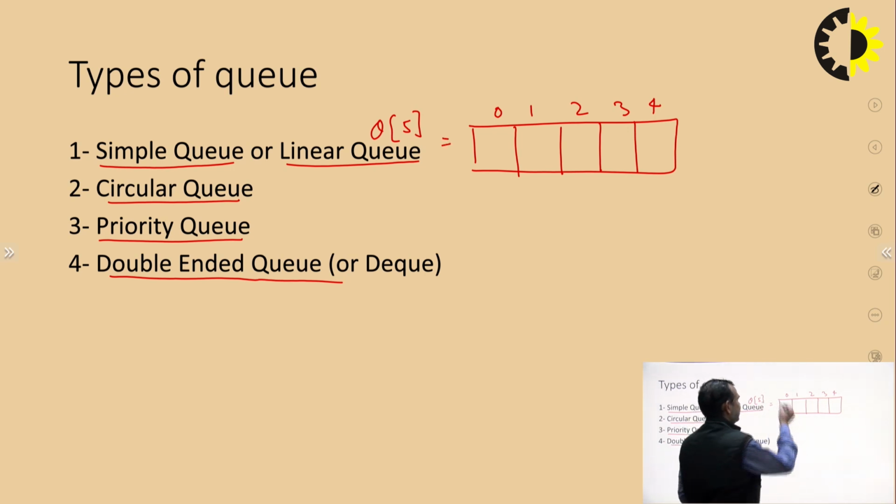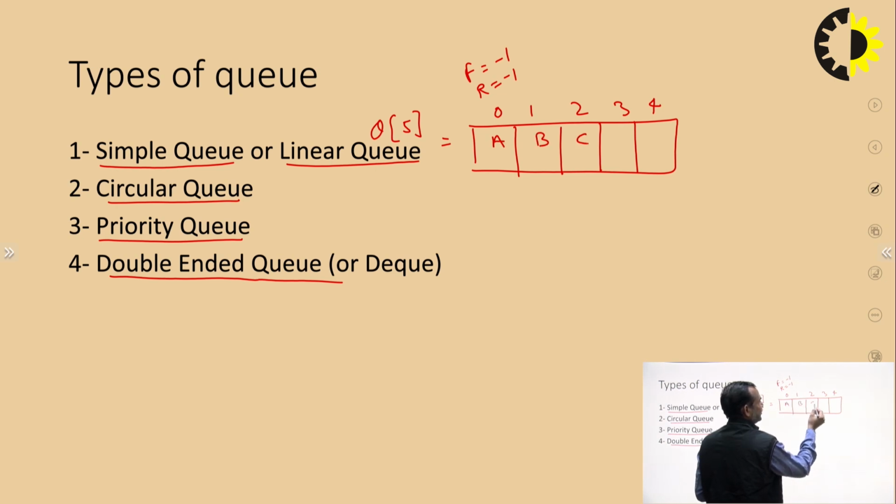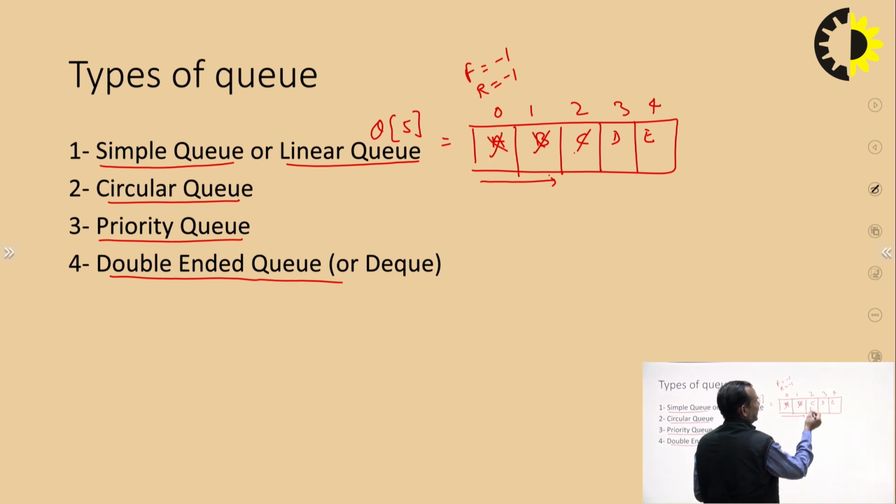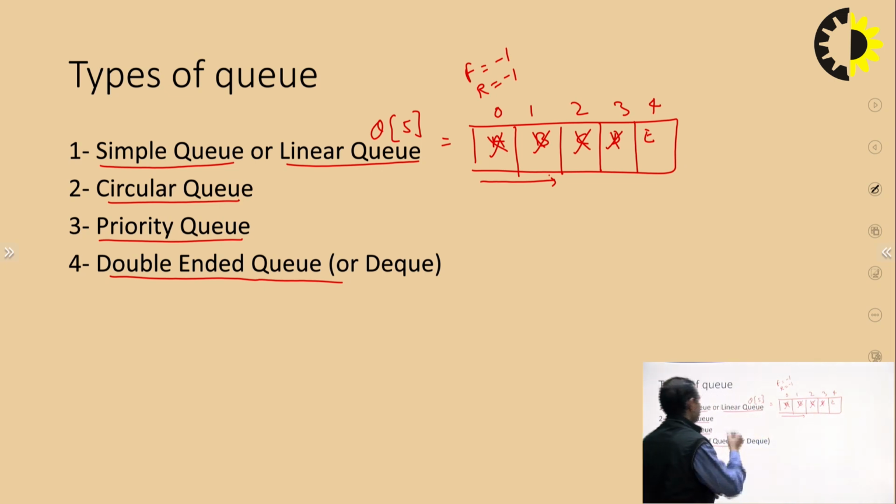So here we again define the value of front and the value of rear, which means the queue is empty, there is no element in the queue. When we insert, the first element is A, next element is B, next C, D and E. Same here, if we delete an element, we can perform it only in one direction. So we can say that it is a simple queue and it is a linear queue. We will discuss later what are the advantages and disadvantages of the linear queue.